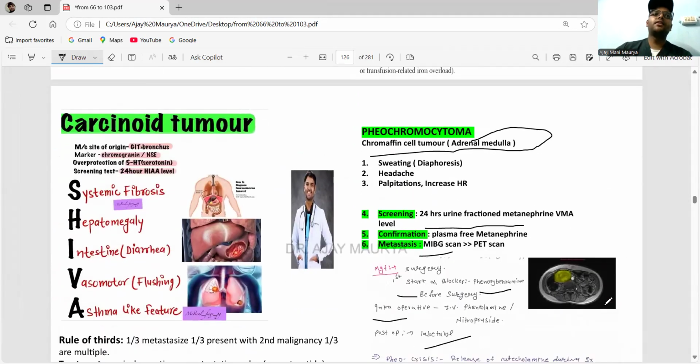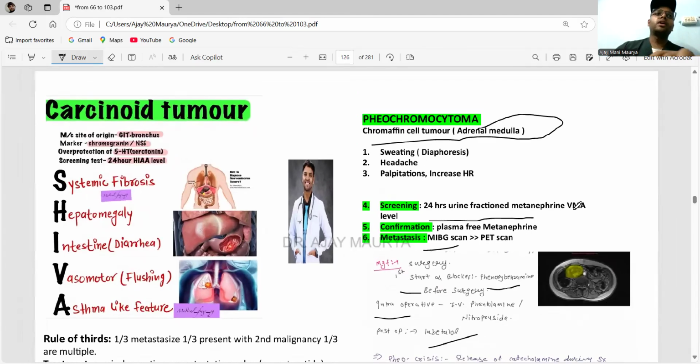Next one, the carcinoid tumor here. Most common site is what? GIT, and bronchus. Marker is chromogranin. Chromogranin is the overproduction of what? Serotonin, 5-HT. Screening test is the 24 hours 5-HIAA levels, meaning 5-hydroxyindoleacetic acid levels. Okay, this is the screening test.